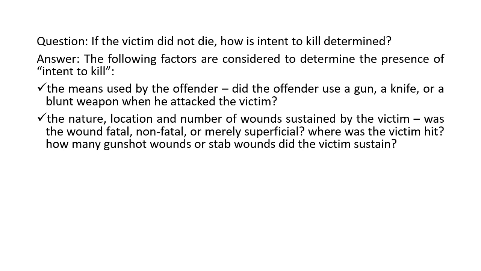Another factor is the nature, location, and number of wounds sustained by the victim. Questions such as whether the wound was fatal, non-fatal, or merely superficial, or where the victim was hit, or how many gunshot wounds or stab wounds the victim sustained. The answers to these questions will help the prosecutor or the judge in determining whether or not there was intent to kill on the part of the offender.